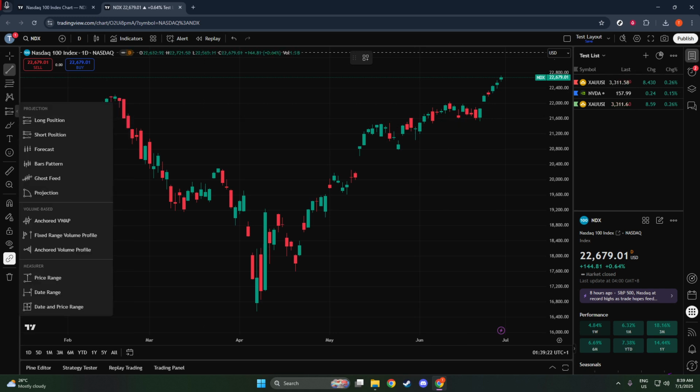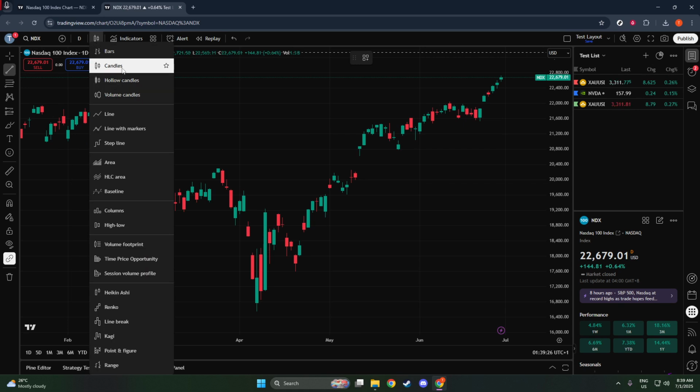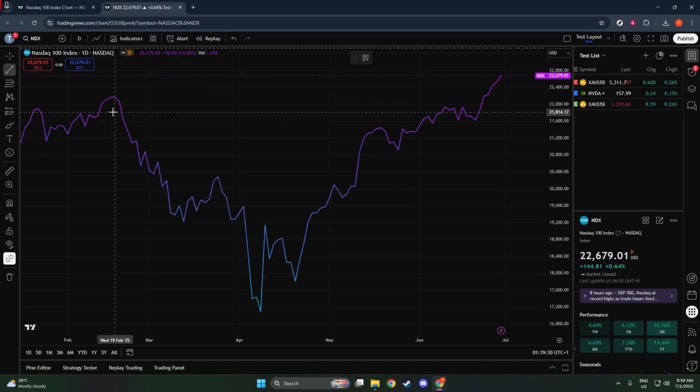Next, it's important to choose the right chart type and time frame. Candlestick charts, offering details like open, high, low, and close, provide the most granular view of price movements. Alternatively, bar and line charts are available if you prefer a simpler format.